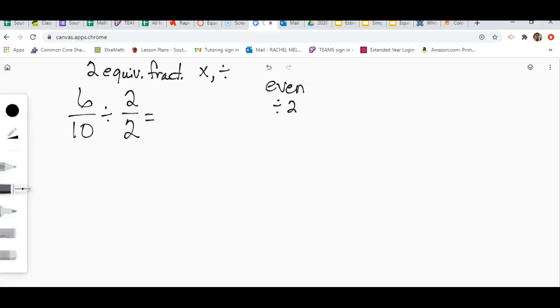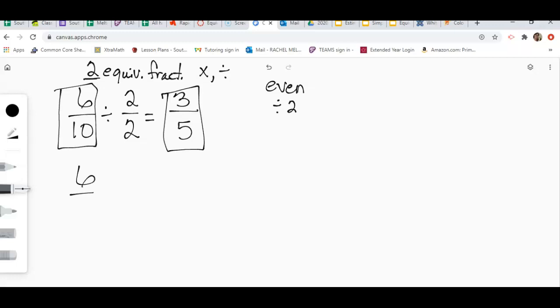6 divided by 2 is 3, and 10 divided by 2 is 5. So 6/10 and 3/5 are equivalent. But they're asking me for 2 equivalent fractions to this one, so I need to do that one more time. All right, so then I have 6/10 again, and there's no other common factor between 6 and 10 other than 2.